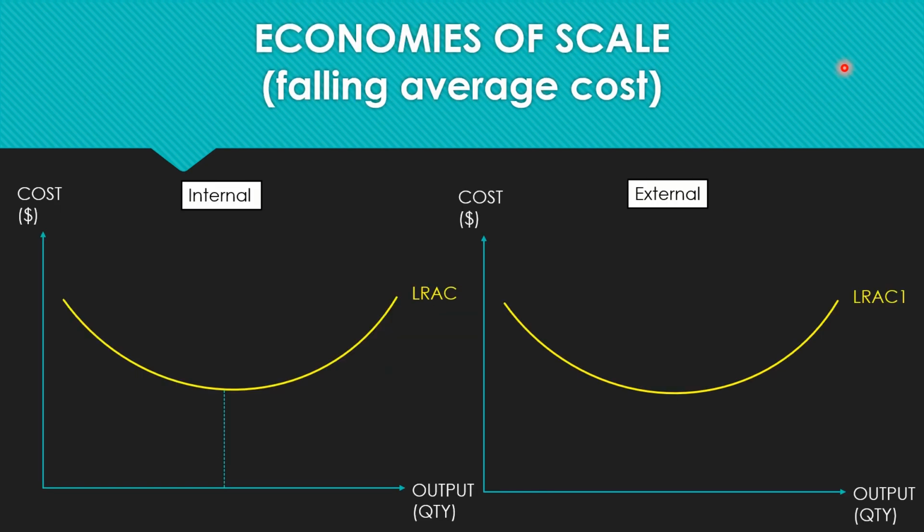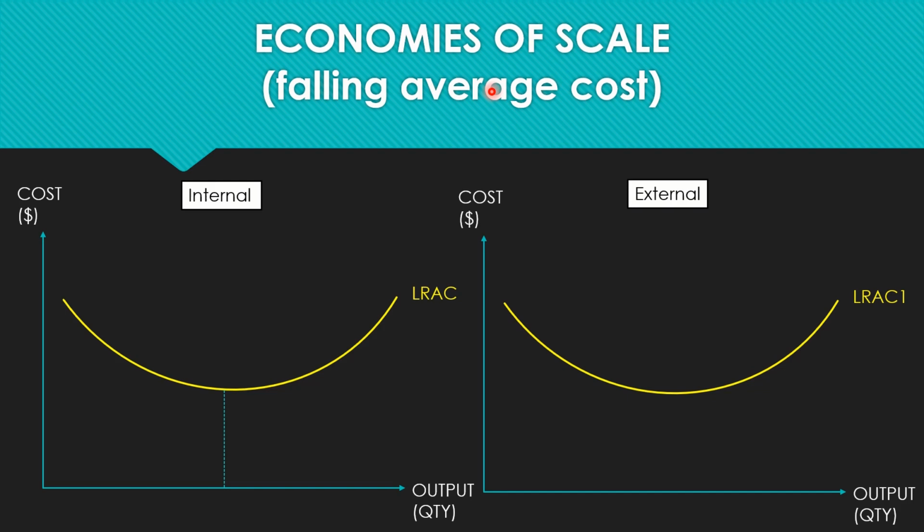In the earlier slide, we have already learned how to derive the LRAC by taking the minimum points of the SRAC. Now let us learn two new concepts: economies of scale as well as diseconomies of scale. What is the meaning of economies of scale? It means falling average costs as output increases. This concept will be experienced in the long run, because in the long run, remember, there are no more constraints, so you will not experience LDMR anymore.